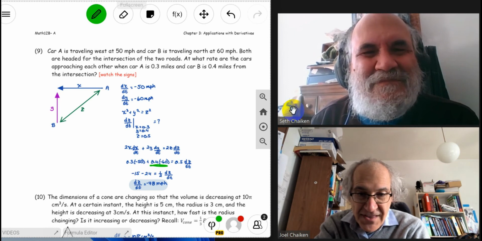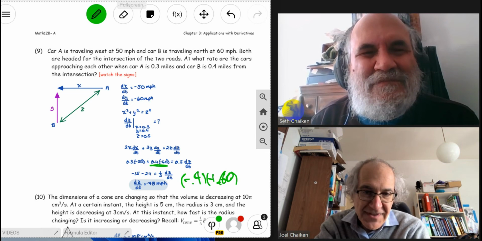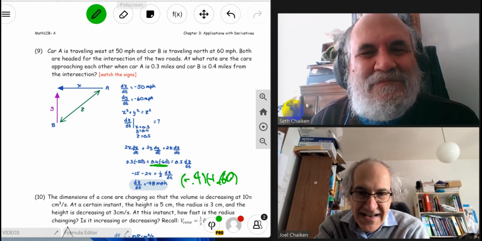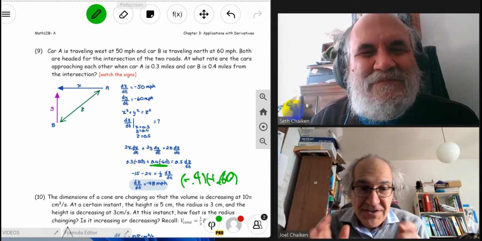I personally think that this should be a -0.4 and a positive 60, which when you multiply, you still get a negative number, right? So in the end, the answer is the same. But I think technically those signs should be reversed. But anyway, that was my focused question.